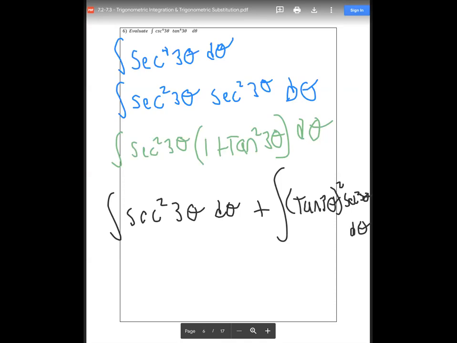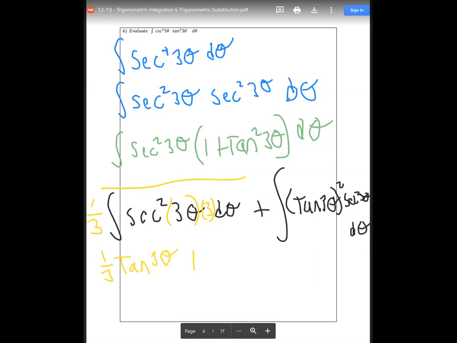So you'll notice that this first term over here is a formula we already know. The integral of secant squared is tangent. But remember, the inside has to be on the outside too. So in order to balance it out, we have to add a 3 here and a 1/3 on the outside. So this just becomes 1/3 tangent of 3 theta. And that's just a formula from AP Calculus AB.